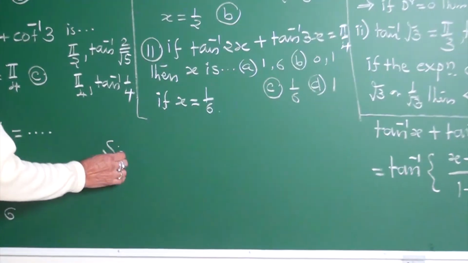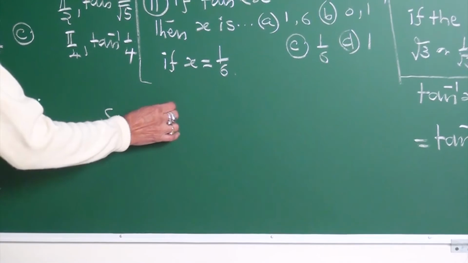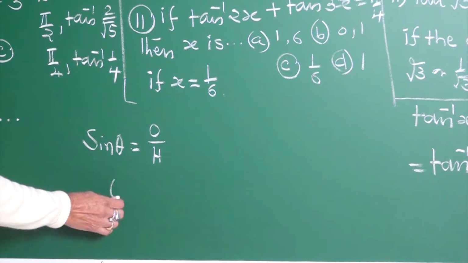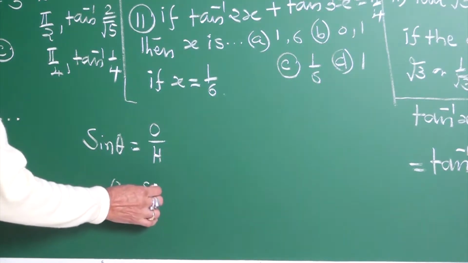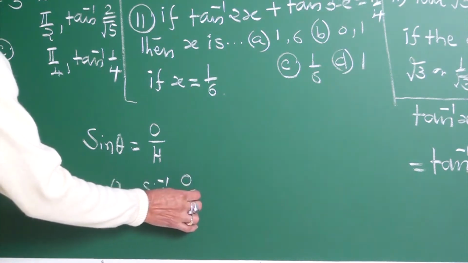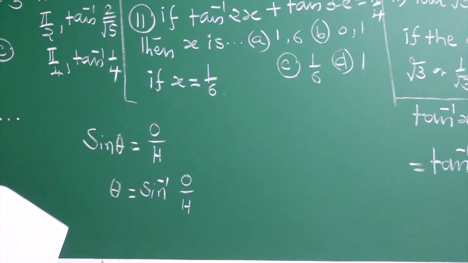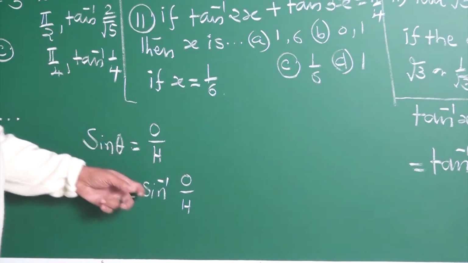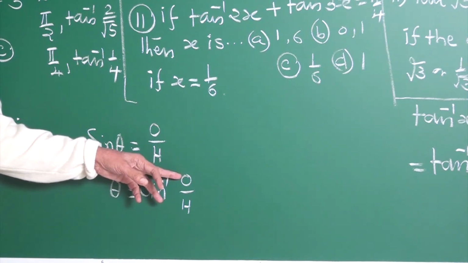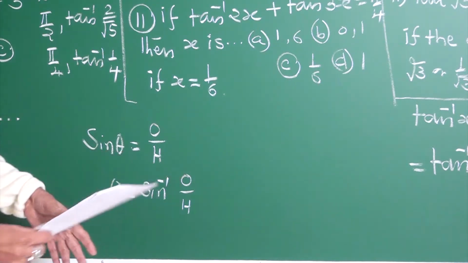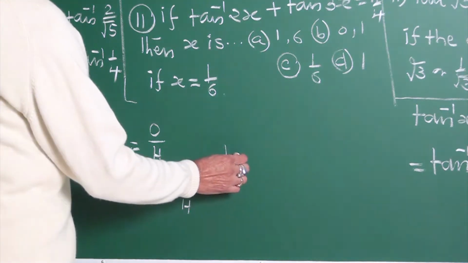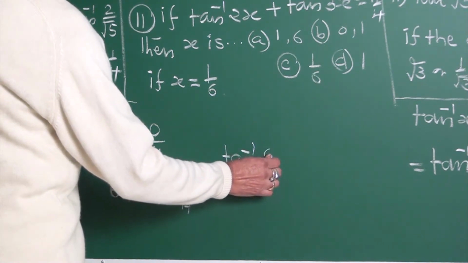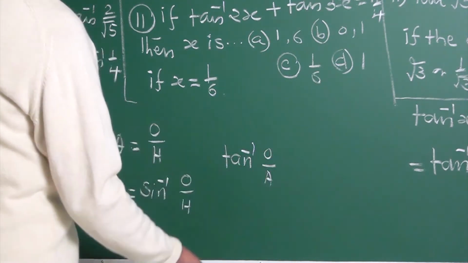Sine theta is opposite side upon hypotenuse. If you take sine inverse of that ratio, theta is sine inverse of opposite side upon hypotenuse. Therefore, whether it is sine or sine inverse, the ratio of the sides is the same: opposite upon hypotenuse. Now, my friends, if it is a tan inverse, it is tan inverse of opposite upon adjacent side.